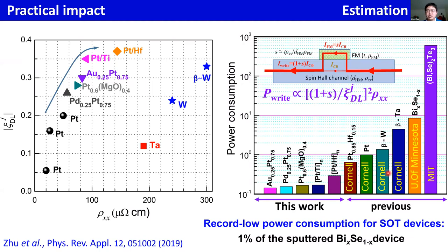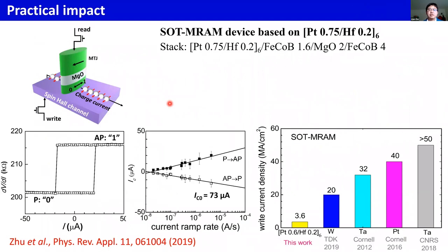For example, it's only 1% of the bismuth selenide device as reported in 2018. We also fabricated a spin torque MRAM device using the optimal platinum hafnium multilayers, and we achieve a critical switching current of 73 microamps and a switching current density of 3.6 megaamps per square centimeter, both of which are the lowest among the reported devices.